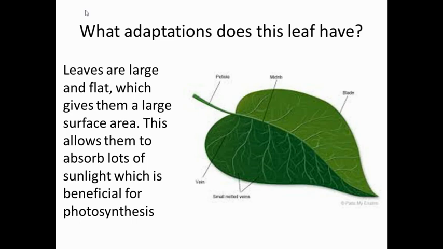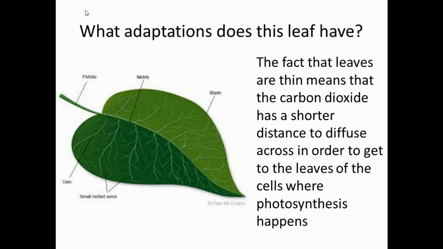So the first adaptation, remember we said adaptation is what an organism has to make it do well in its environment, okay? So the first adaptation we can say about a leaf, they're large and flat, okay? So that gives them a big surface area. Obviously for photosynthesis, the leaf needs to absorb as much sunlight as possible. So if it's got a large surface area, it's going to have more sunlight hitting it, more of the sun's rays hitting it, okay? So it's going to be able to absorb more.